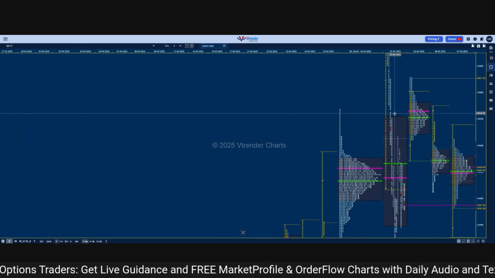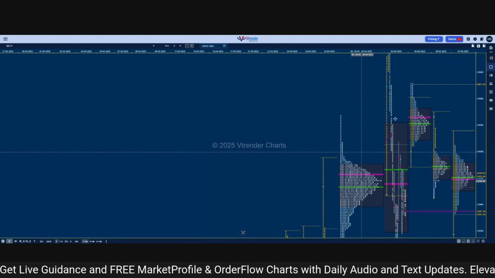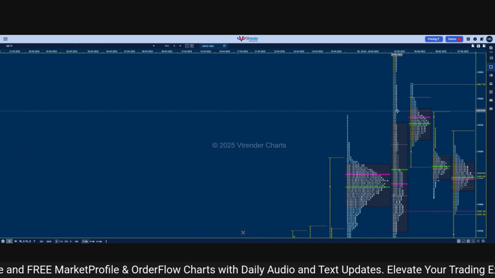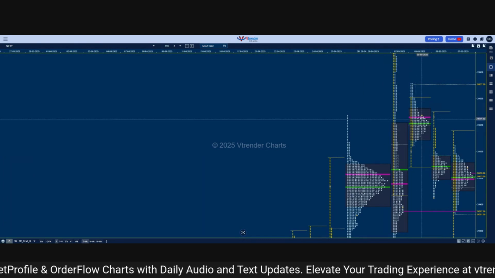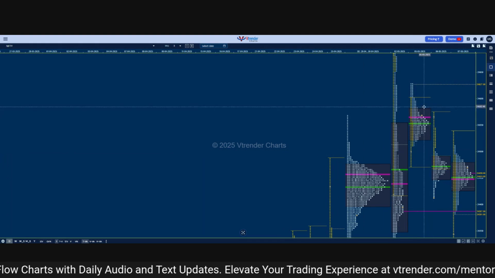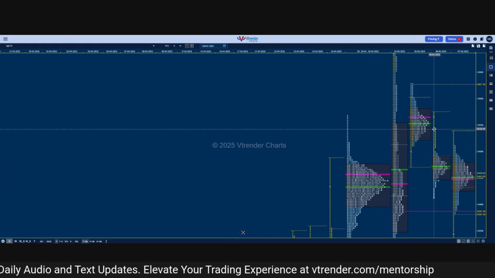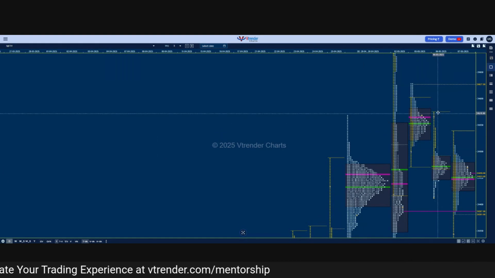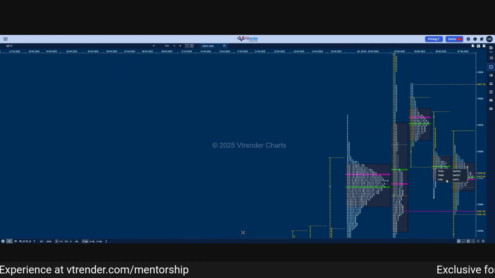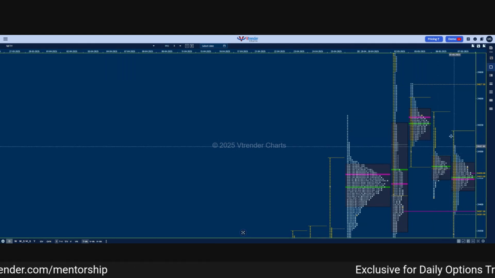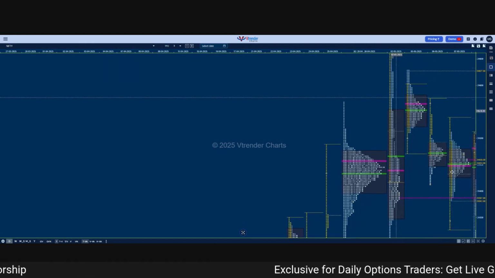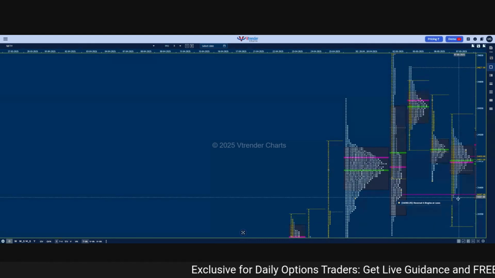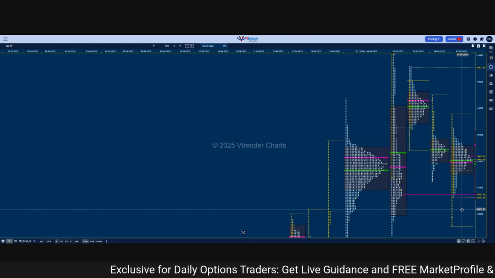So what we were doing this week is we were filling up this profile, this elongated profile from 2nd of May. We were filling it up. So what we did on Monday 5th was form a P-shaped profile, and day before yesterday, we moved lower with an initiative selling tail. And yesterday also we had an initiative selling tail, but we also got a buying tail because we gapped lower. So we had A period tails at both ends.